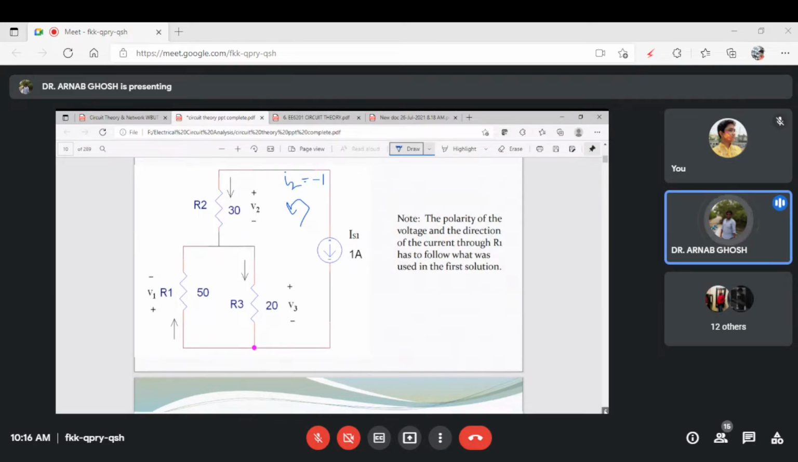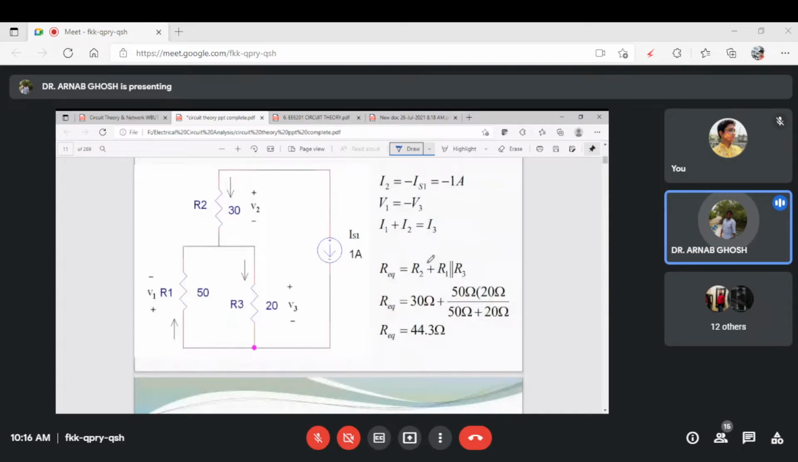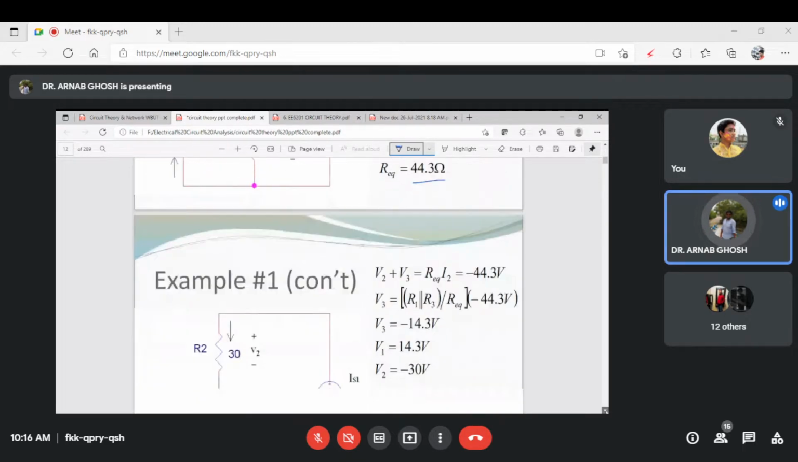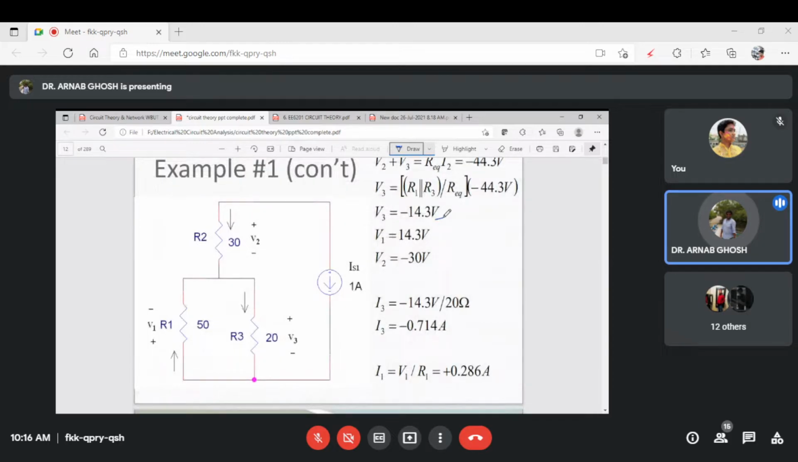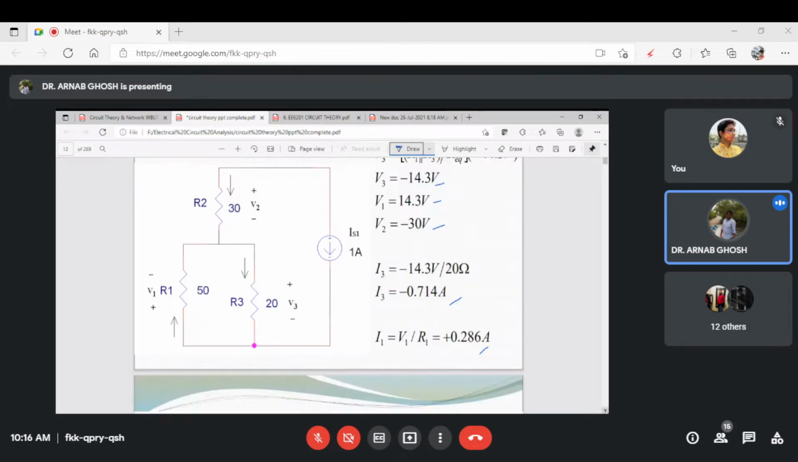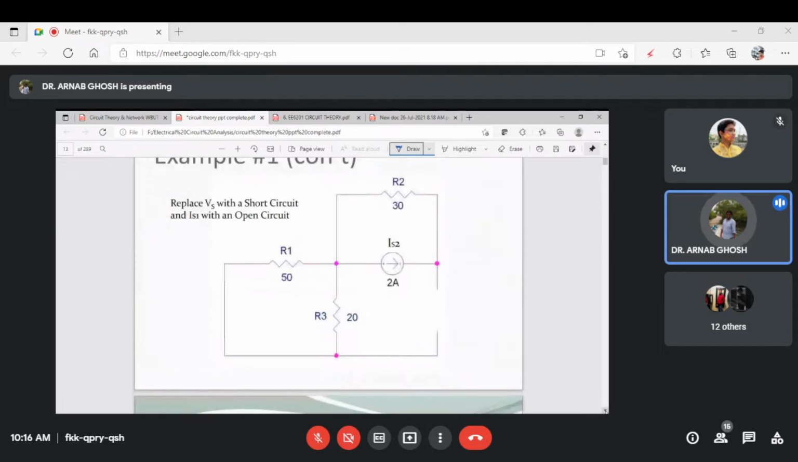Okay. So again you calculate this. So you are getting I2 as -1 ampere and I1 plus I2 as I3. From that you are getting the equivalent resistance 44.3 ohm, and you can calculate the individual voltages. See, 30 into -1, 30 volt, 14.3 volt, -14.3 volt. And you are also getting the individual currents I3, I1 and I2. Okay, next again you do the same thing here.